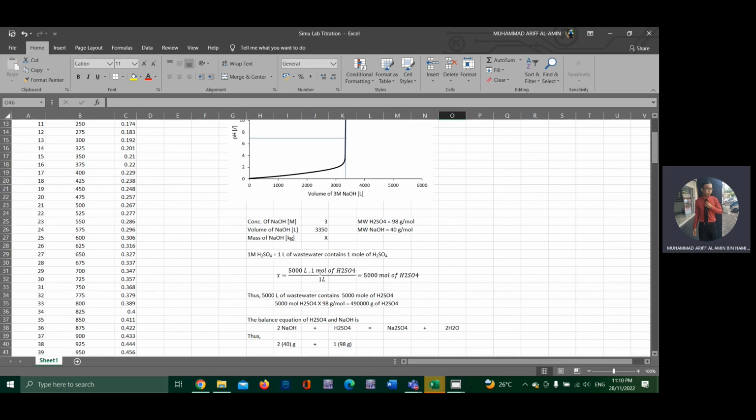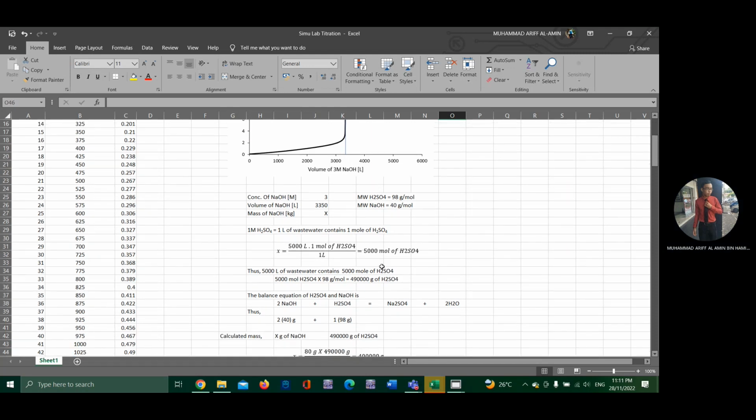5,000 liter times 1 mole of H2SO4 over 1 liter. So we get the number of mole of H2SO4. So we get 5,000 mole of H2SO4, and we know that in 5,000 liter of wastewater, it contains 5,000 mole of H2SO4. And then the next step, we need to multiply the number of mole with the molecular weight of H2SO4.